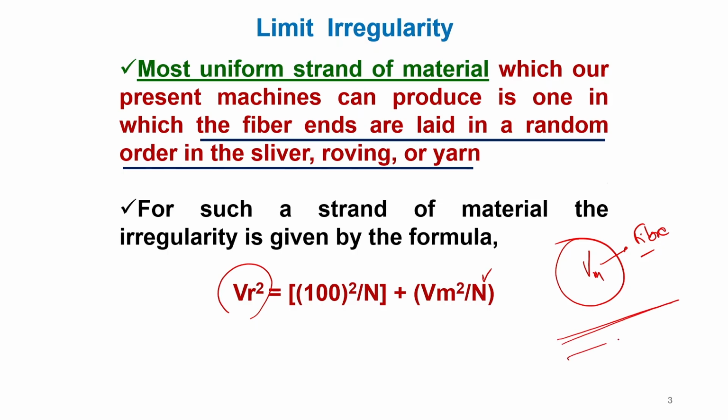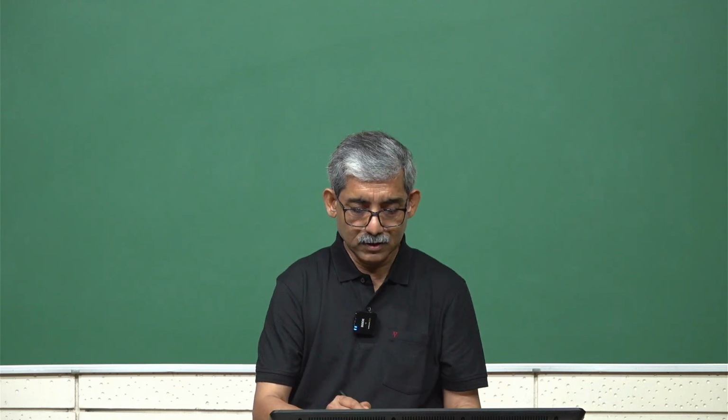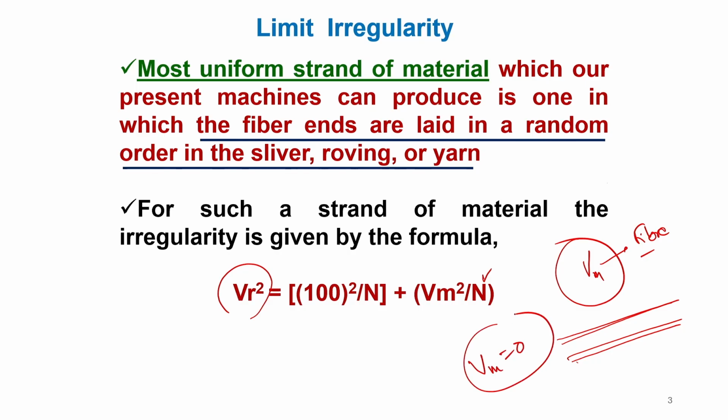synthetic fiber like polyester and polypropylene or maybe nylon, these fibers are produced through the spinneret, and the diameter or mass per unit length variation can be neglected. So, in that case Vm will be 0, okay. And therefore for synthetic fiber this relationship will be reduced to 100 by under root n, where n is the number of fibers in the yarn cross section or fiber strand cross section, that is sliver cross section or roving or yarn.